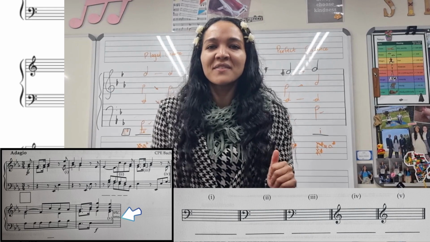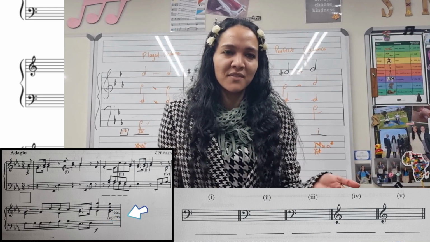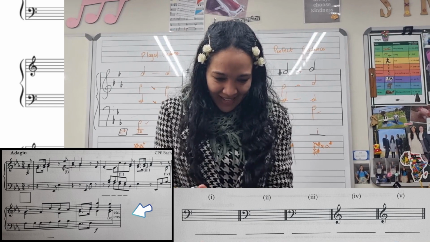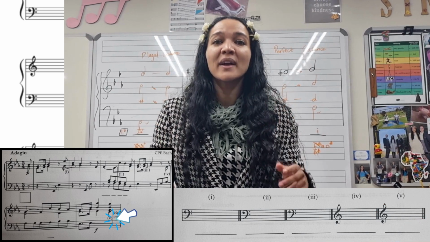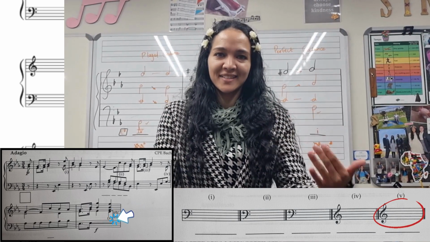Last one, we are given the interval E flat to D, which is a major seventh, so we're expecting a minor second. So we're going to write down D to E flat, and what do you know? It is a minor second, so we're going to go ahead and write down our interval distance, minor second.